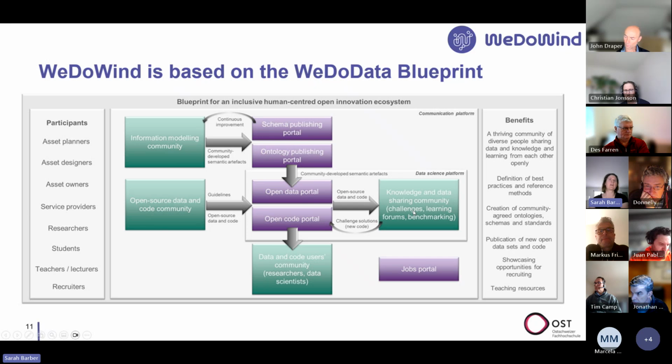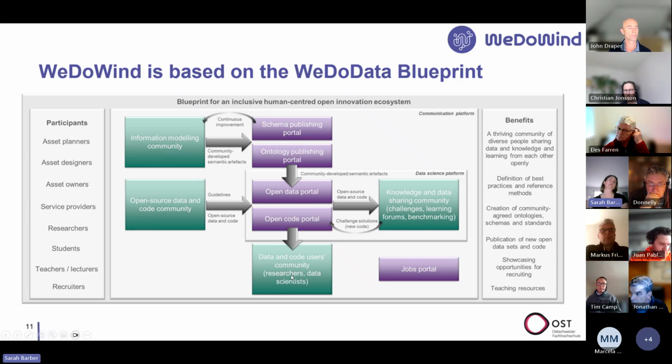We have a knowledge and data sharing community, where the traditional WeDoWind challenges belong, where the idea is that people share published data, and then based on the data, they improve or develop new solutions, which they then publish on the code portal. The ultimate idea would be to have this on some sort of data science platform, something like Kaggle or Renku, or there are different platforms available. We don't have that yet.